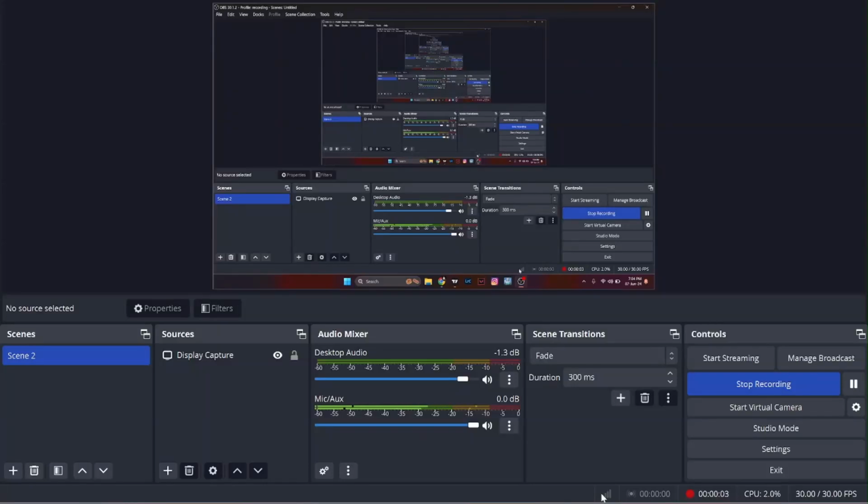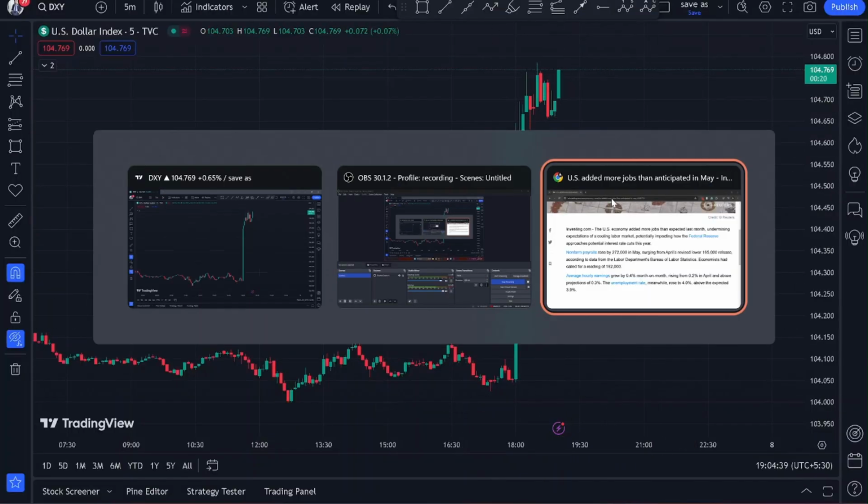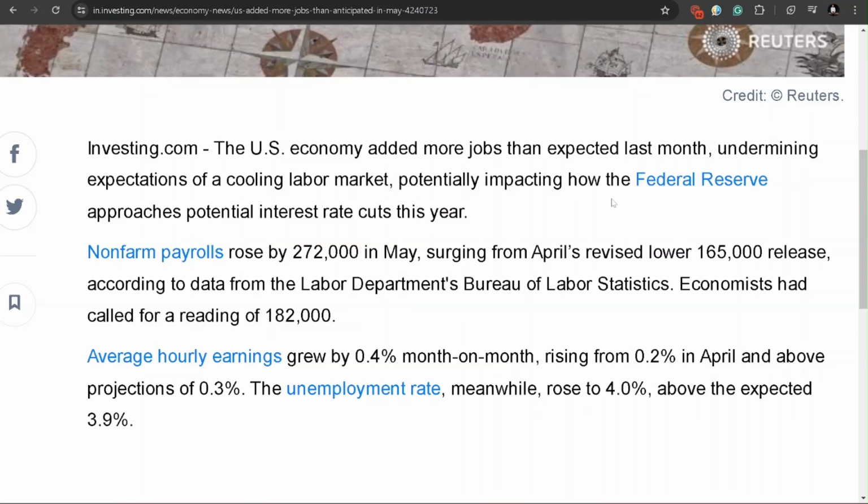Hello everyone. So we have positive news as the market is taking it to the positive side. We can see on the DXY, this is the bullish candle. We can see it was based on the news, and the news was on the job rises.